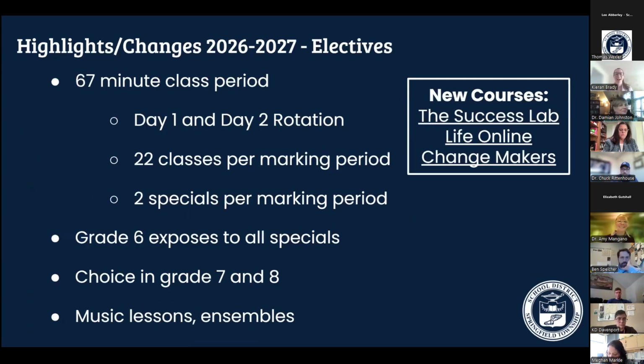There you go. And specifically for our electives, a lot of this you've seen many times over the past couple of months, so it's a little bit of a refresher. But what we highlight is that for our elective, we have 1 block a day, on a 1 to 2 day rotation, 22 classes per marking period, and 2 specials per marking period. Each marking period, students would get 2 new specials. And to fill this out, we put in 3 new courses: the Success Lab, Life Online, and Change Makers.